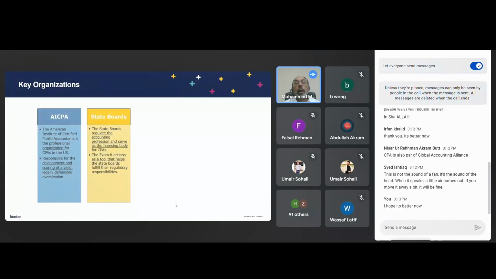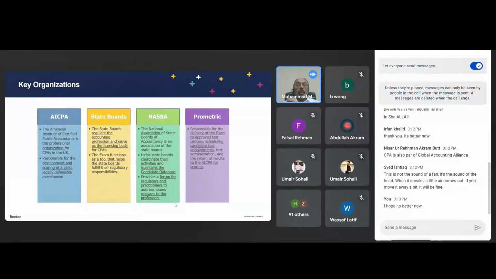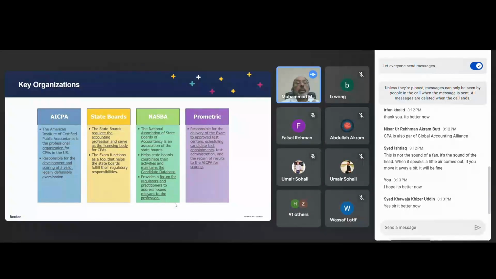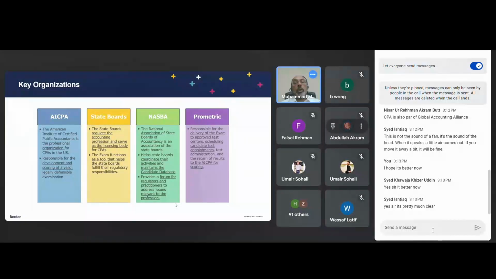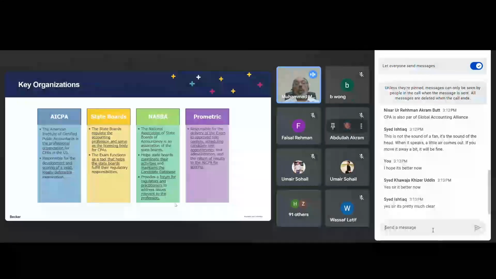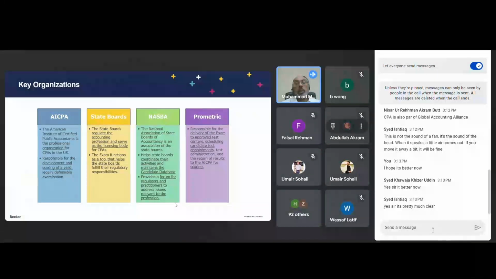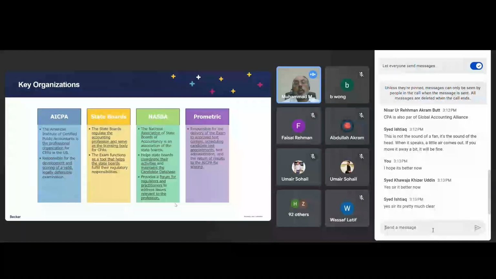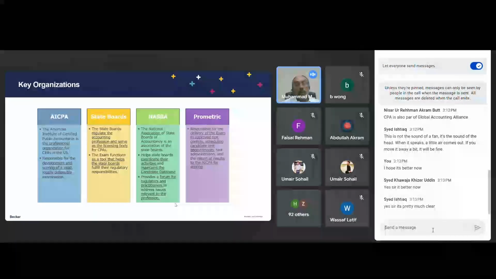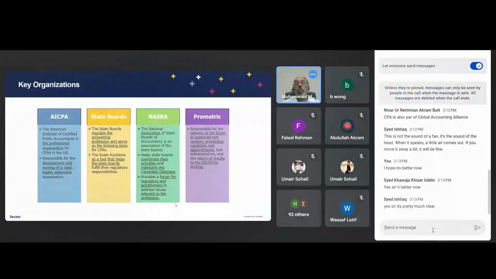The 4 organizations you have to deal with as a student. One is the AICPA, which I already said is the professional organization of CPAs in the US, and their role is developing and securing the exam. And the State Board of Accountancy is the body which regulates the accounting profession and serves as the licensing body for CPAs. License is due on a state-by-state basis, and this US CPA uniform exam functions as a tool that helps the state boards to fulfill their regulatory responsibility.